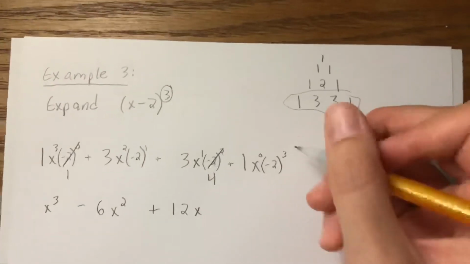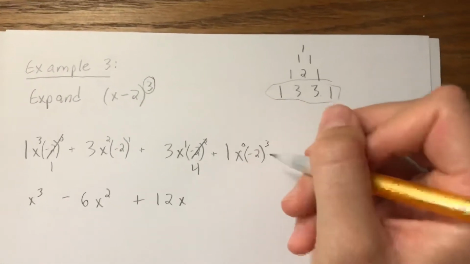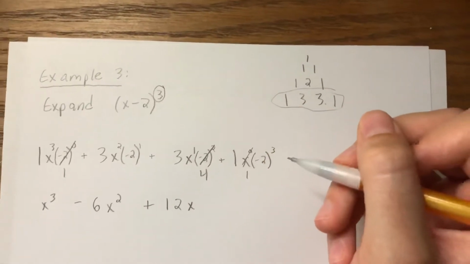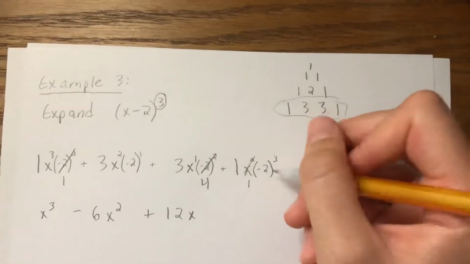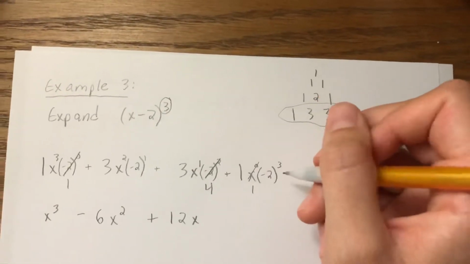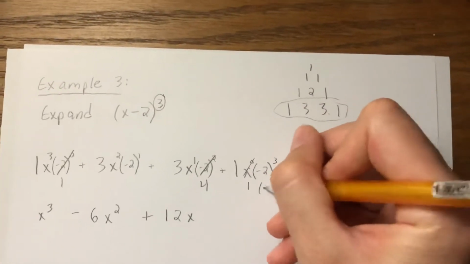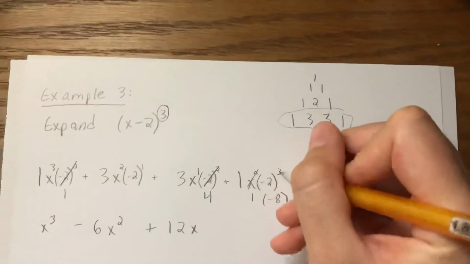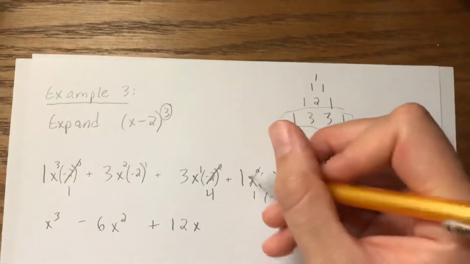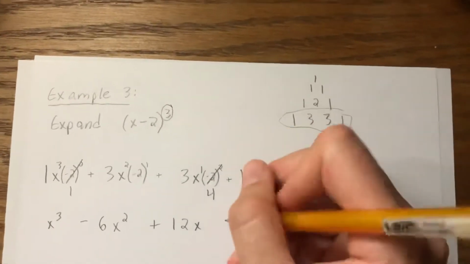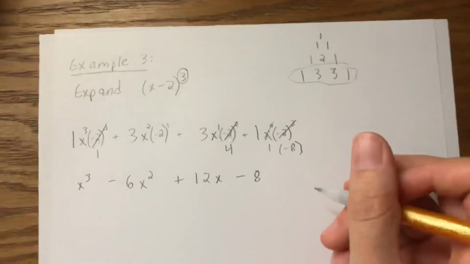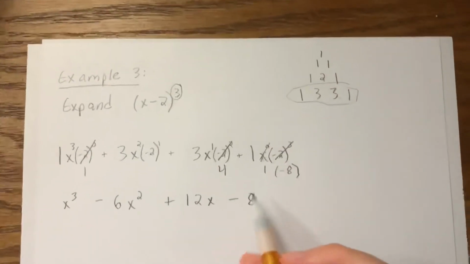Last one, we've got x to the 0, which is a 1, because anything to the 0 power is 1. And then -2 cubed would be -2 times -2 times -2, which is going to be a -8. And then -8 times 1 times another 1 is still just -8. Okay, so this is my final answer on this one.